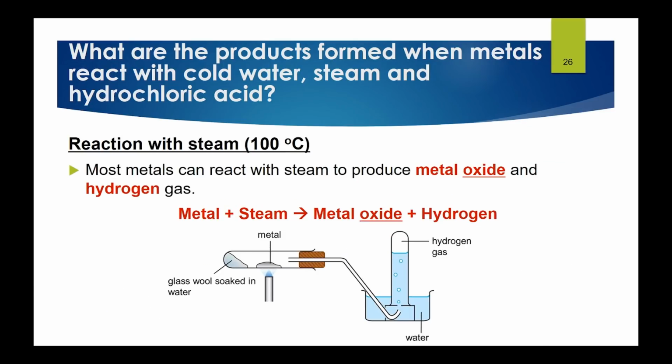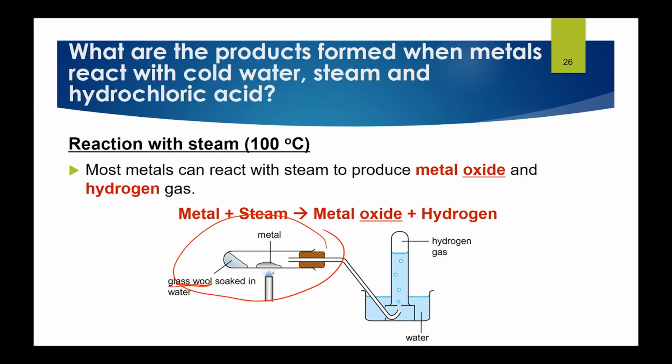Steam is considered water at 100 degrees Celsius, and in this reaction it actually forms metal oxide and hydrogen gas. So this is actually a setup of the reaction. In order to generate the steam required for the reaction, what we do is we prepare a test tube in this manner. We have a glass wool that is soaked in water, and we place it next to the metal that we want to test and heat up the entire setup.